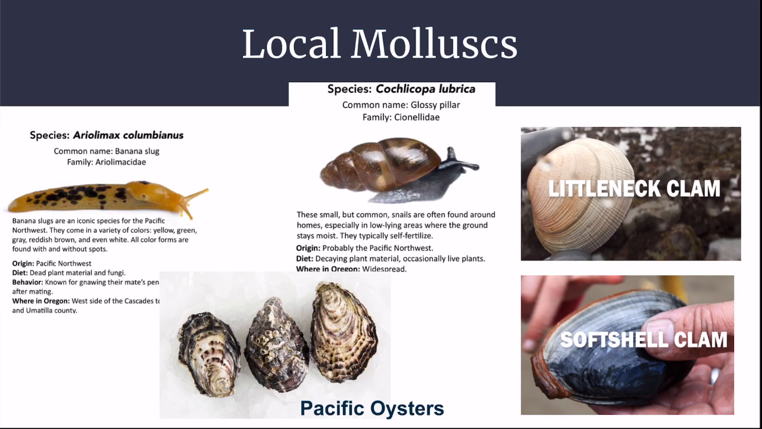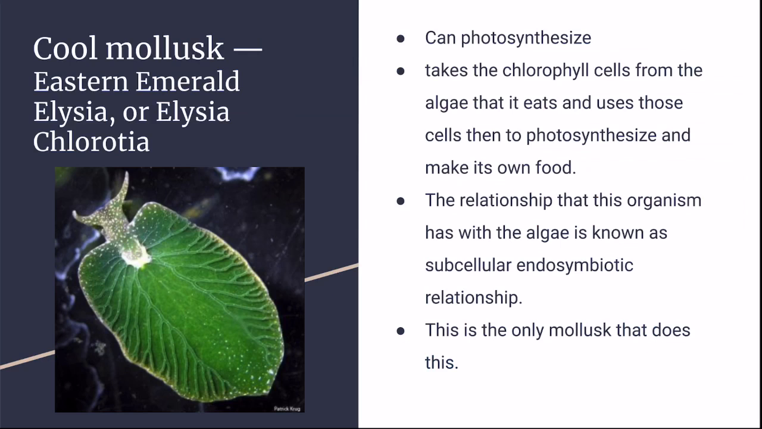And then there's this really cool mollusk that I learned about that does not live in the Pacific Northwest, but I just found it and thought it was really cool, so I put it in. It's the Eastern Emerald Elysia, I don't know, but it's really cool. It can photosynthesize. It takes the chlorophyll cells from the algae that it eats, and uses them to photosynthesize and make its own food. So on top of being a carnivore, and also eating algae, it can then use it to photosynthesize. I just thought that was really cool.